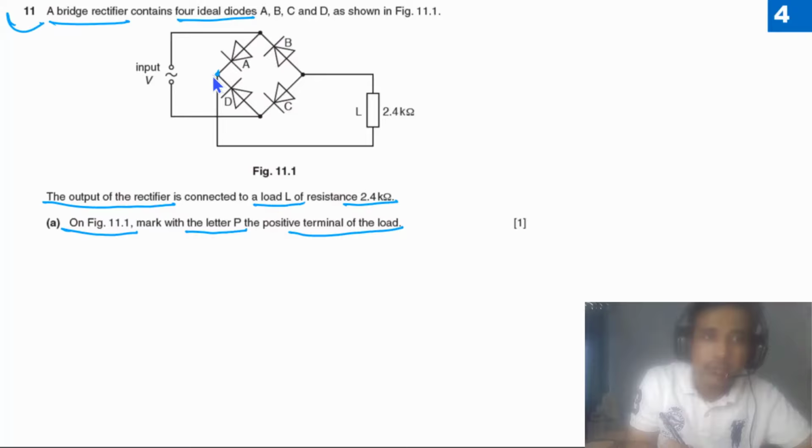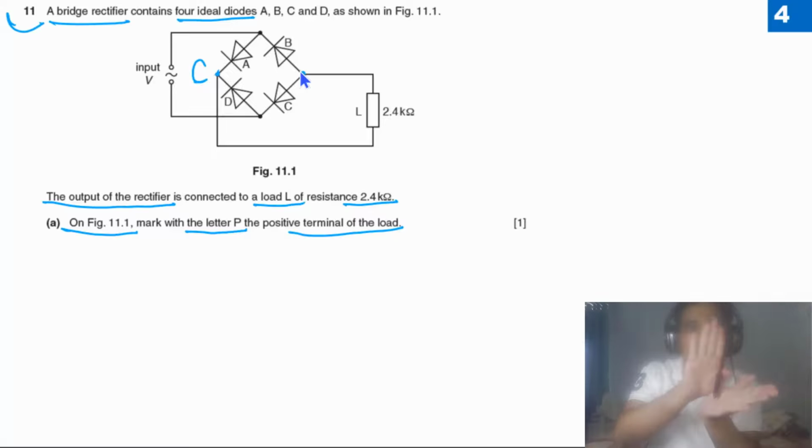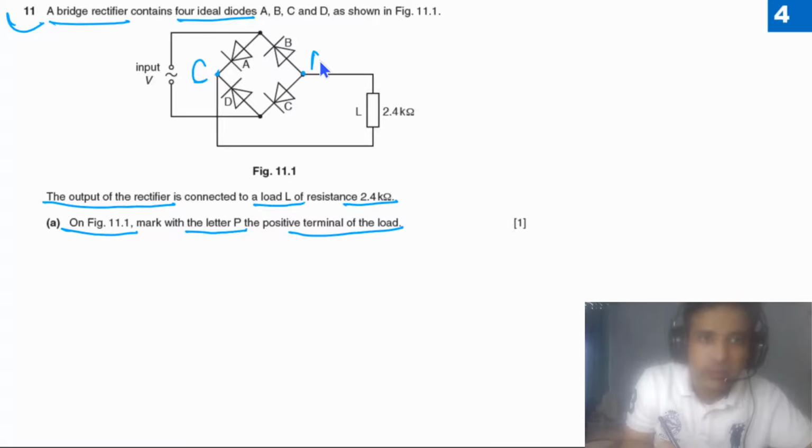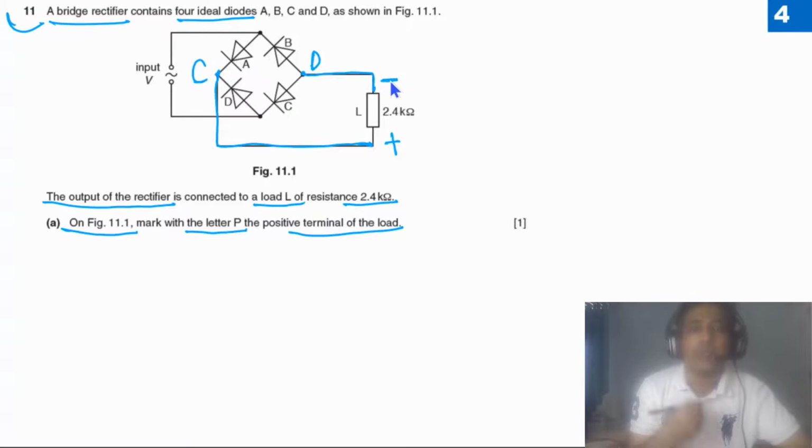So you can see at this side the diodes converge. So this is C. And if we look at this point, from here diodes diverge. So we can say this is D. And the C is connected with the load at this terminal. So it means this terminal is positive and the diverging side is connected with the load here. So this side has to be negative. So simply we have to mark positive and negative. You can even check with the current. So we will check once.